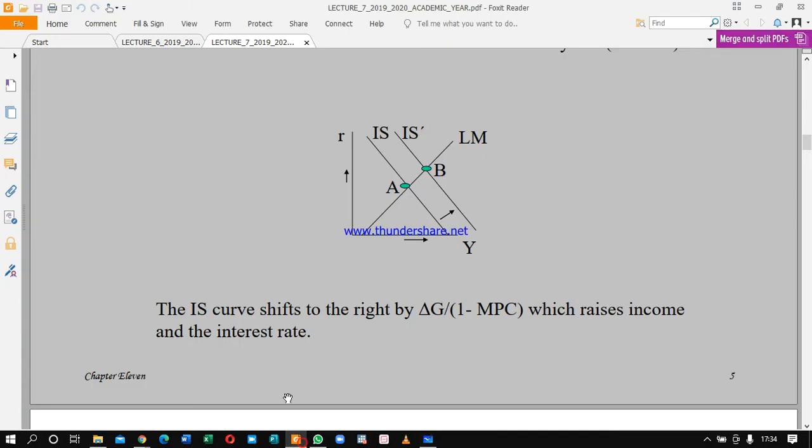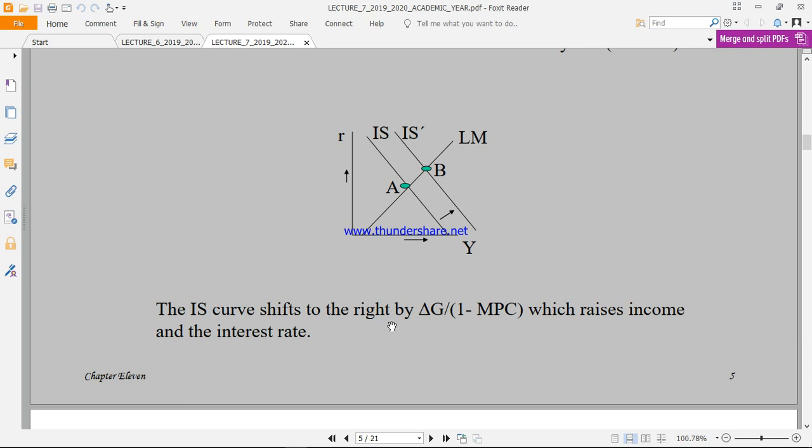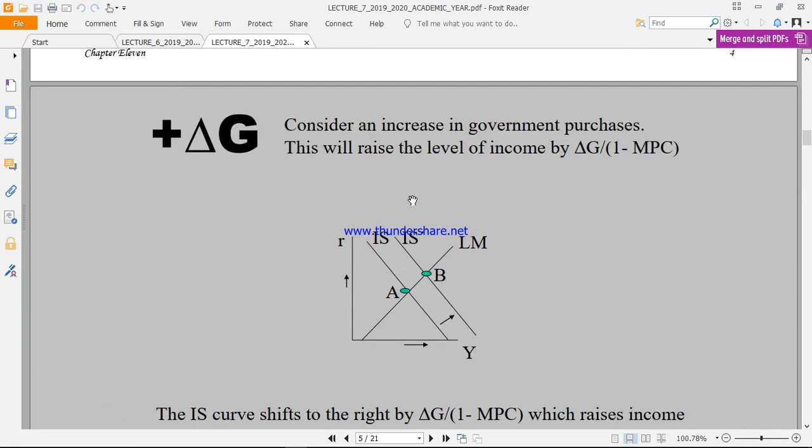Okay, cool. So what I'm saying is the IS curve shifts to the right by changing G times the multiplier, which then raises income and the rate of interest. Okay, so please, this is what happens when there's expansionary fiscal policy. Whenever there's expansionary fiscal policy, what you and I must expect is the shift in the IS curve to the right. And as a result of that shift, we must then expect output to increase from the initial level to some other level, which must be greater than the initial one.